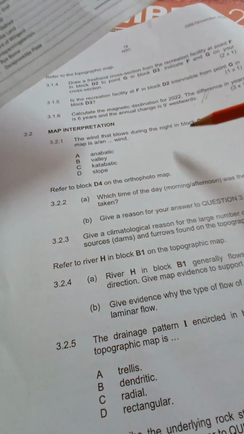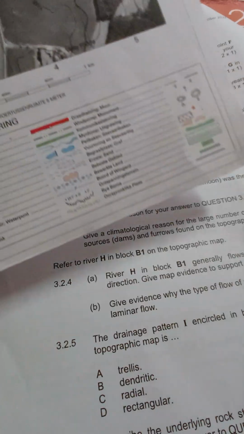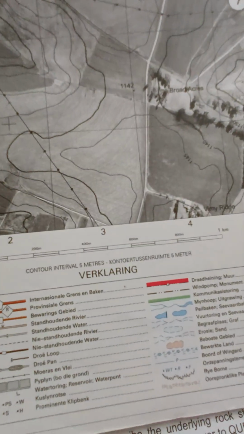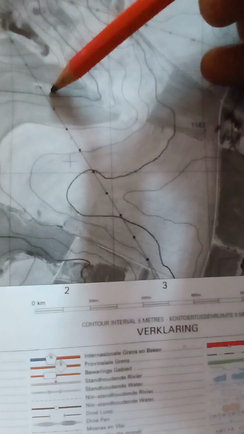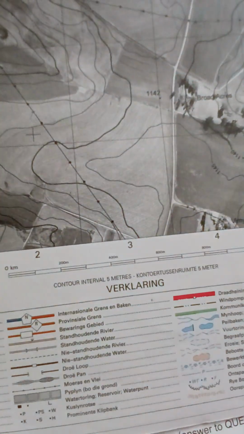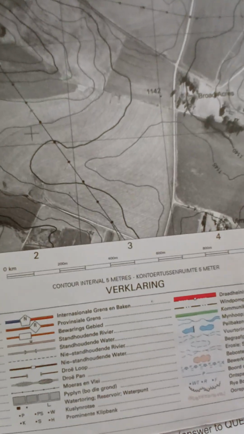So what comes to your mind, guys? This is a valley. During the night in a valley, we have cold air that is sinking. That means it's katabatic. So it means it's C. That is katabatic, during the night in the valley, which means it's sinking. Air that is sinking is, of course, your katabatic.